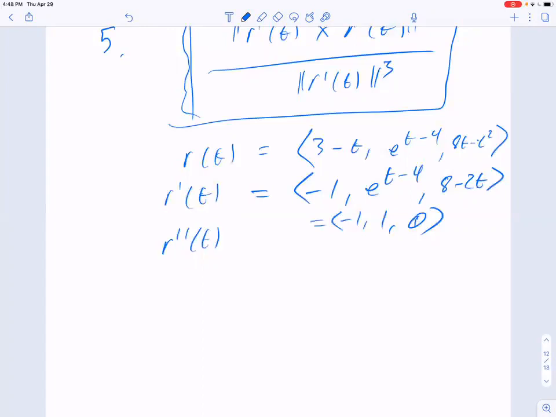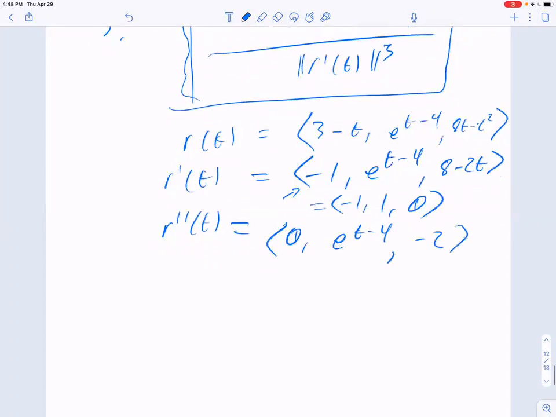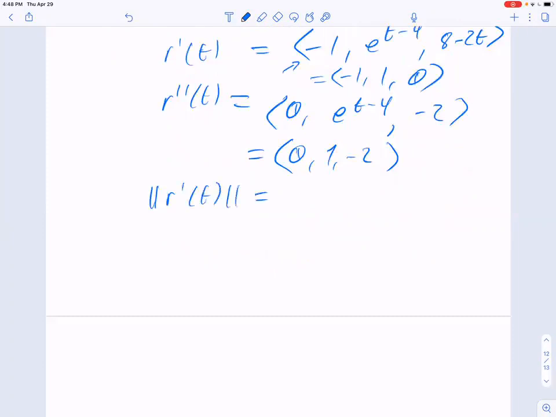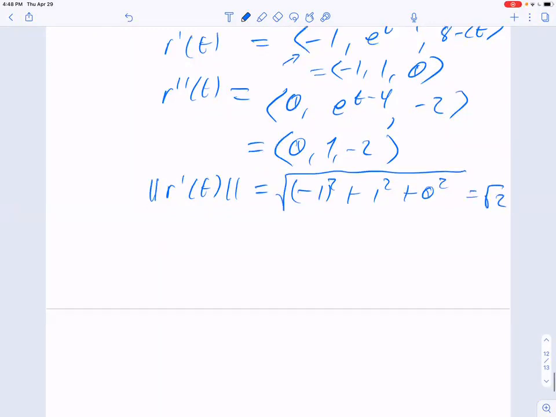For the acceleration, we differentiate the velocity a second time, and we get minus e to the t minus 4, 0, and minus 2. Plug in 4 and get minus 1, 0, minus 2. Another thing we need is the magnitude of r prime of t. That's the square root of minus 1 squared plus 1 squared plus 0 squared, which equals root 2.